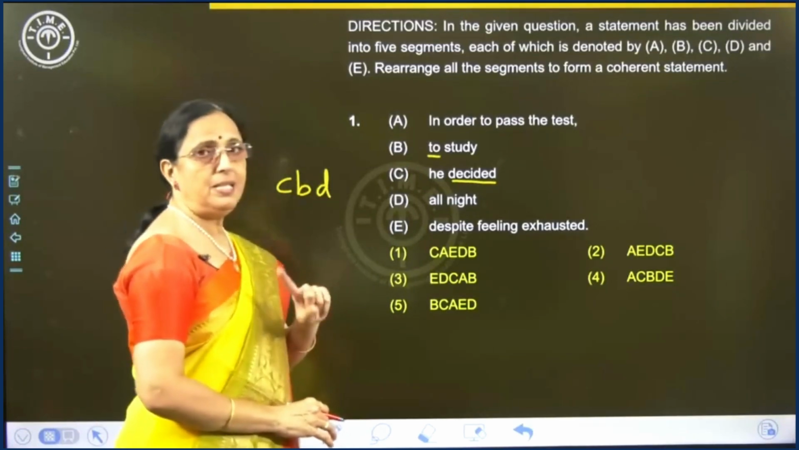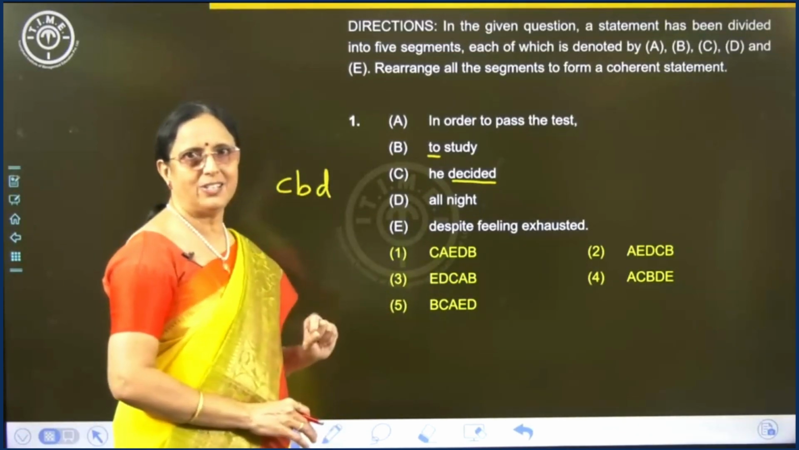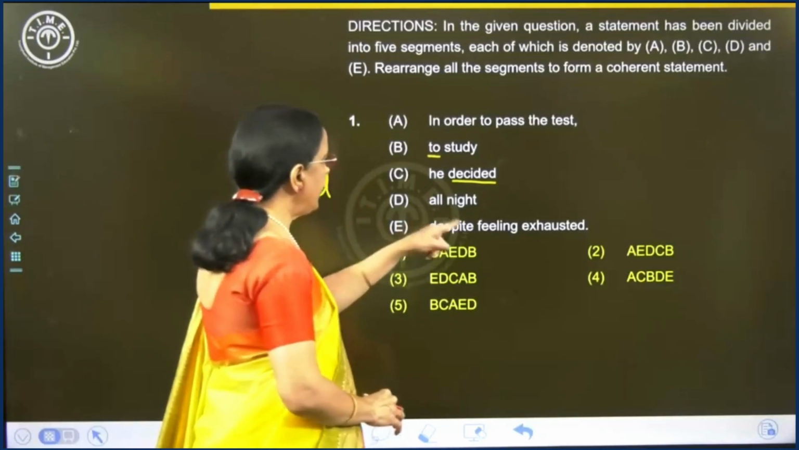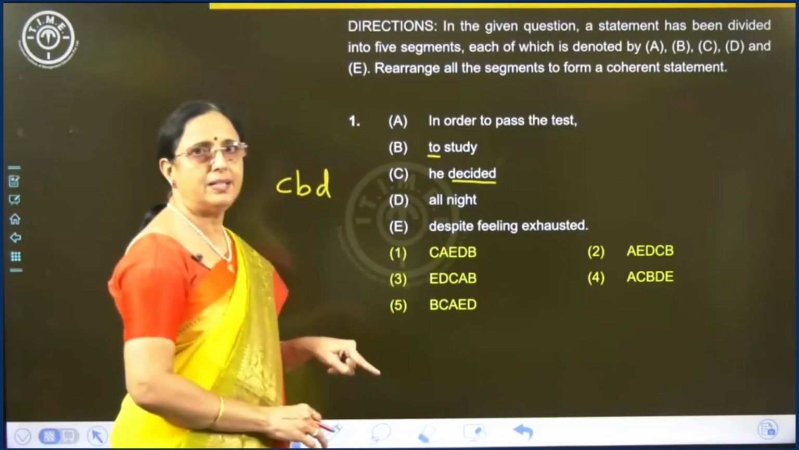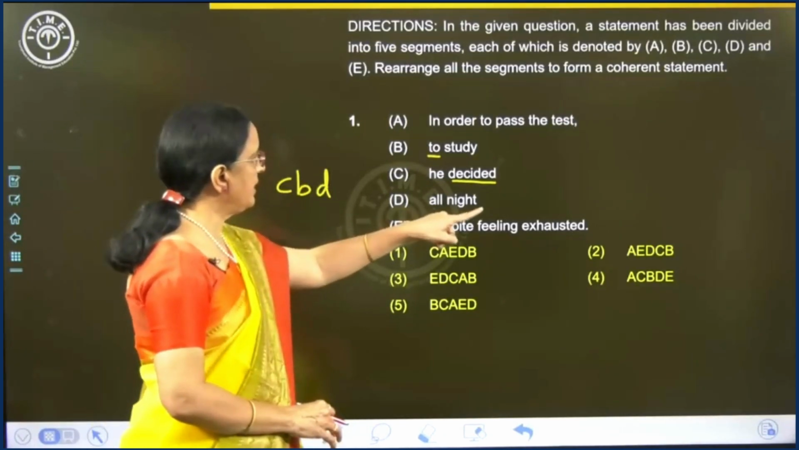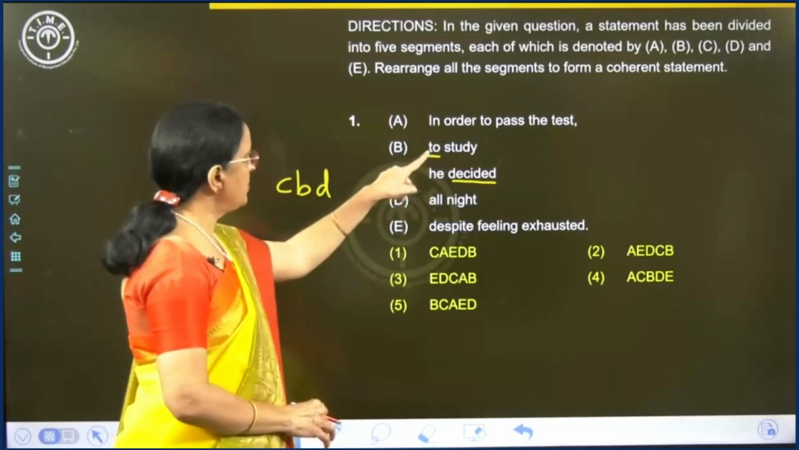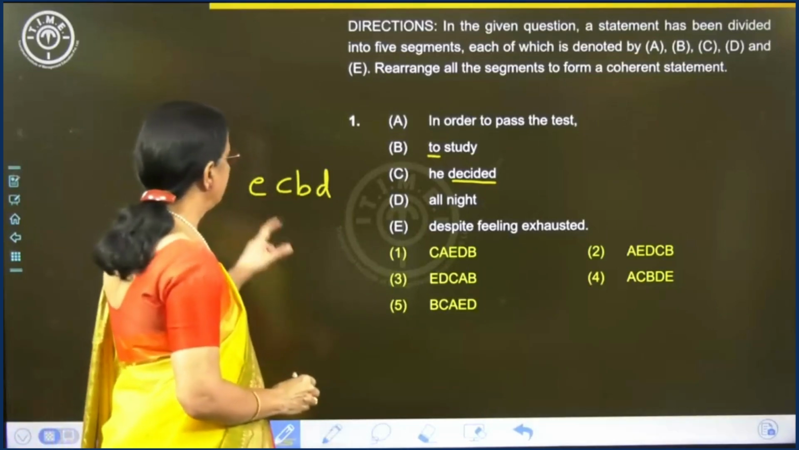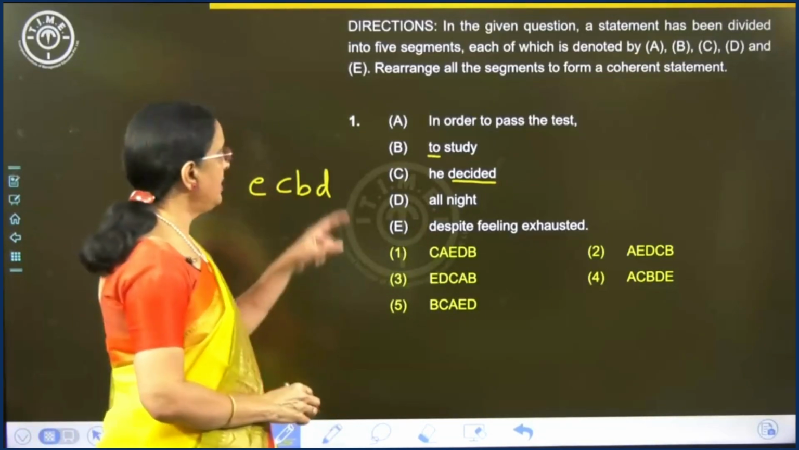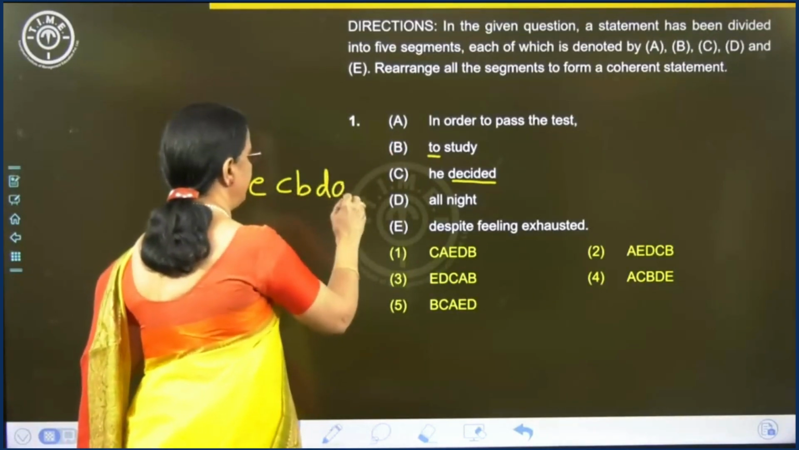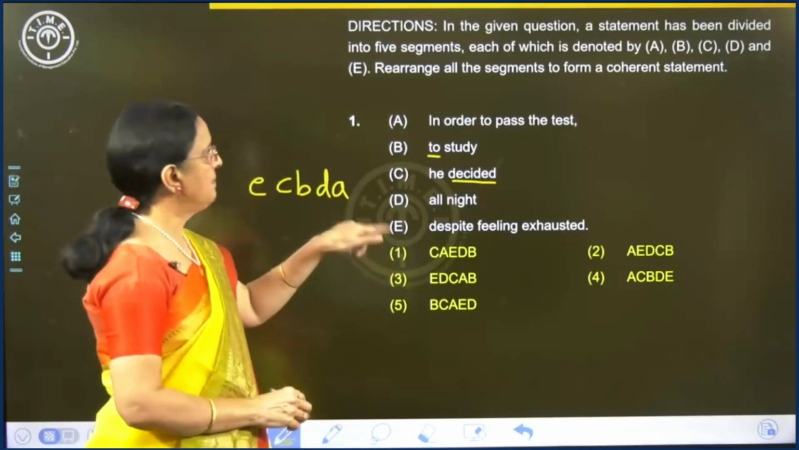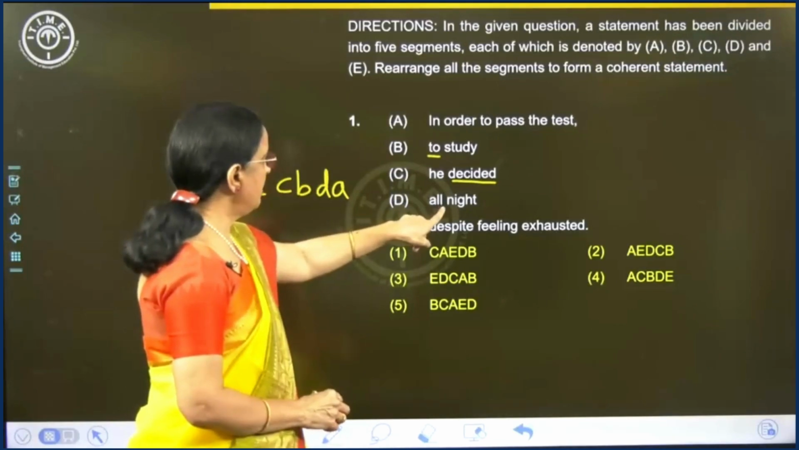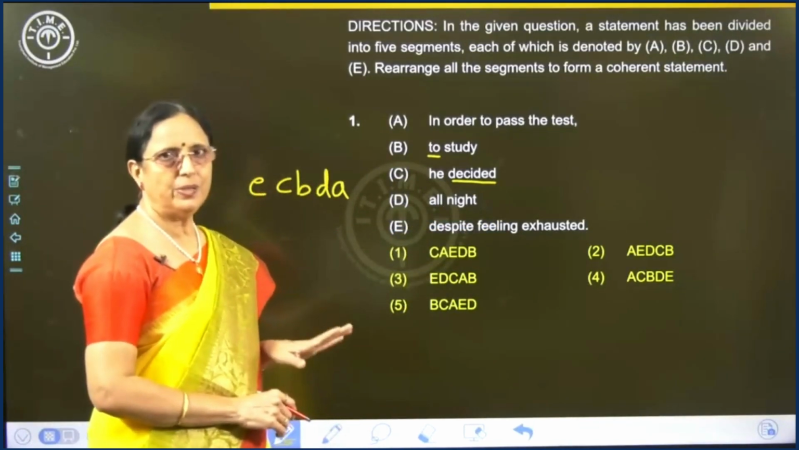Alright. And please don't go to the choices. Because you have CBD, don't look at the choices. Especially when you practice. Alright? Do it completely. Okay. Despite feeling exhausted, tired. Alright. So, despite feeling exhausted, comma, he decided to study all night. Alright. So, what do I write here? ECBD. Alright. In order to pass the test. Right. Or you can write it as, in order to pass the test, comma, he decided to study all night despite feeling exhausted. Do you understand?